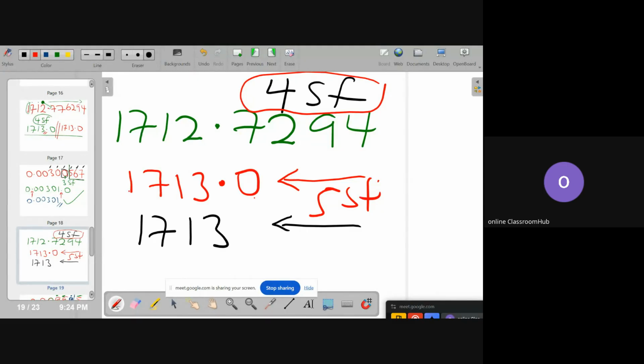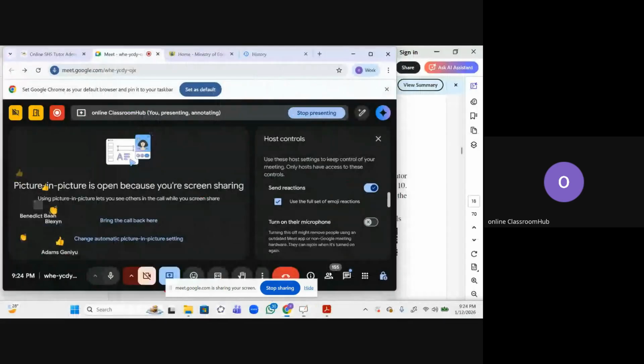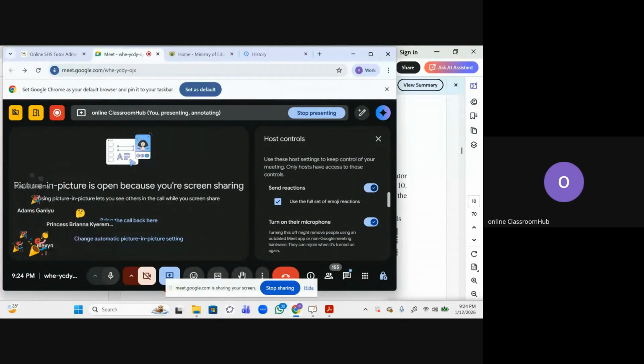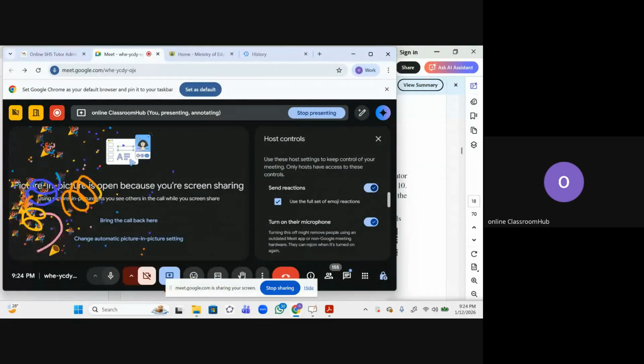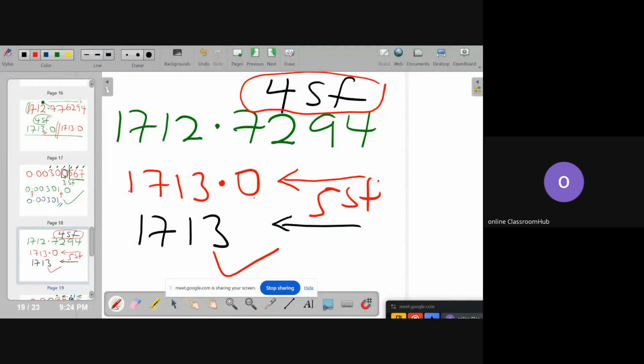Because the moment you locate your first SF, any number that follows is also SF. So if you bring the 0 there, it means that this is 5 significant figures, but not 4. So rather, our answer is 1713. You don't bring the 0.0. The moment you bring the 0.0, it means that it is 5 significant figures. Because I told you, once you locate your first SF, any number that follows is SF.